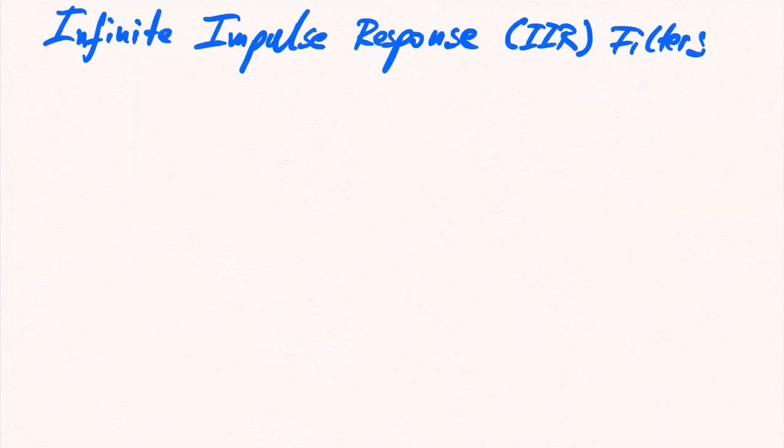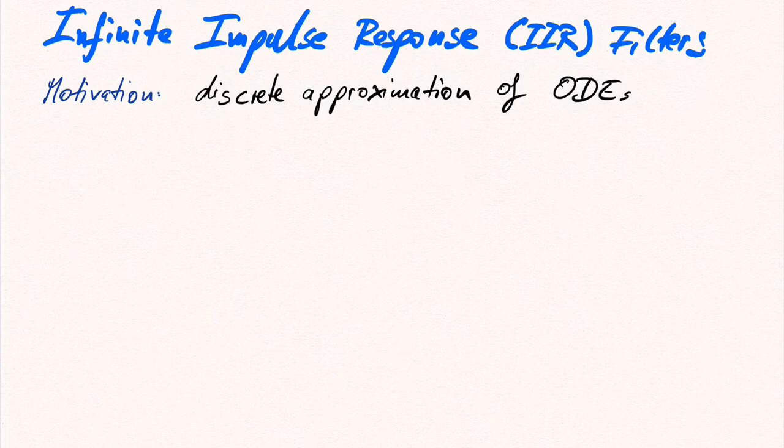The second class of discrete time or digital filters that we are going to cover in this course are infinite impulse response filters, in short, IIR filters. We'll start again with the motivation or the general idea behind this class of filters. Infinite impulse response filters can be understood as a discrete approximation of ordinary differential equations.